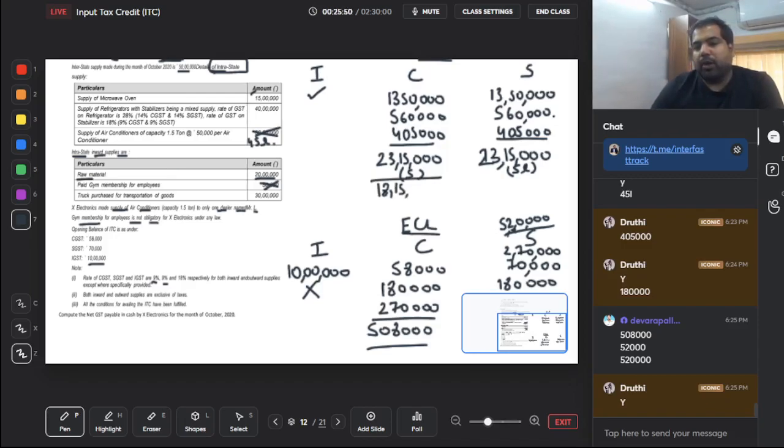But why did I do it equally? Because, guys, both are hungry. I'm not feeding one more than the other at the cost of the other person. So both are okay. 18 lakh 15, 18 lakh 15.